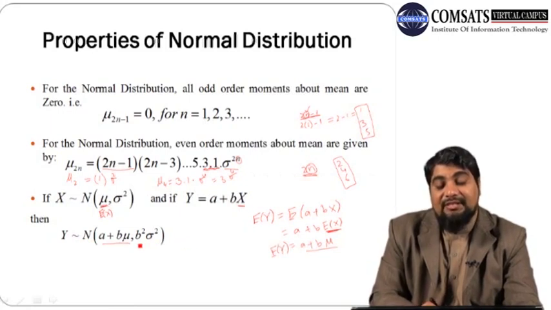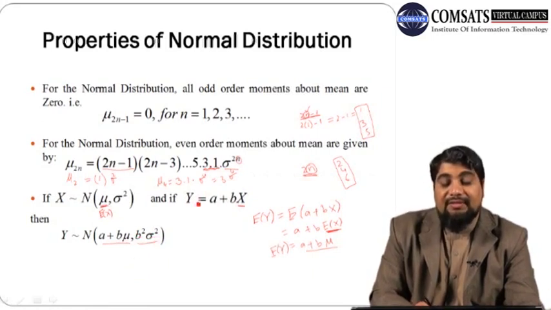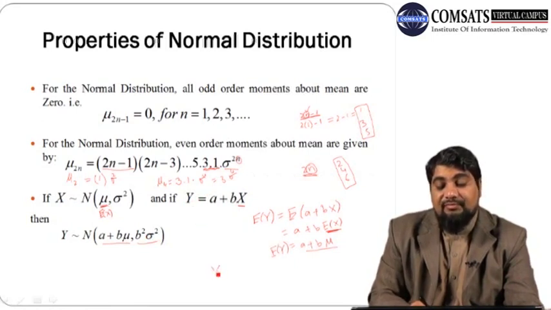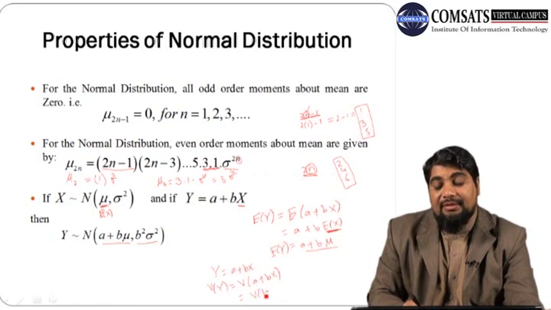Now the question is, what is the variance of this random variable y? It is b square times sigma square. Now how is it calculated? Since y is equal to a plus bx, the variance of y will be the variance of the right hand side. Since the variance of a constant is 0, it simplifies to the variance of b times x, and we have already studied the properties of variance as well.